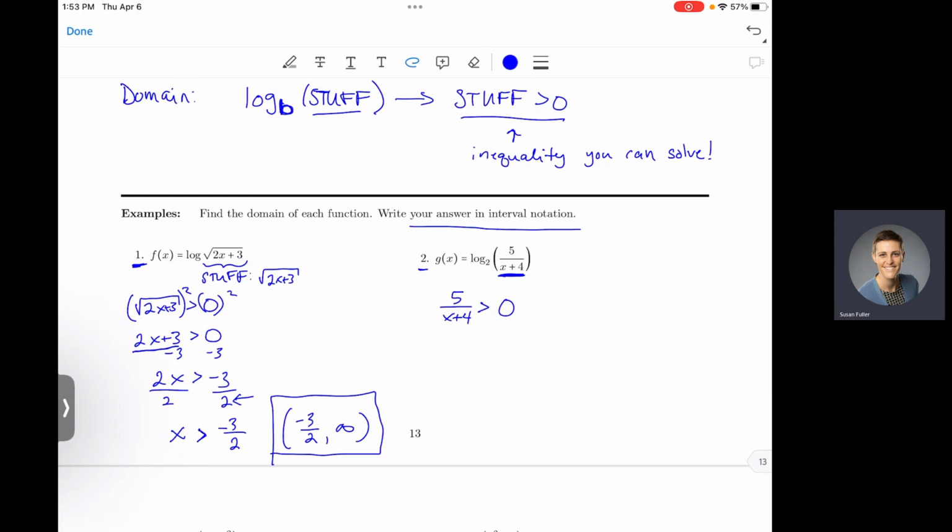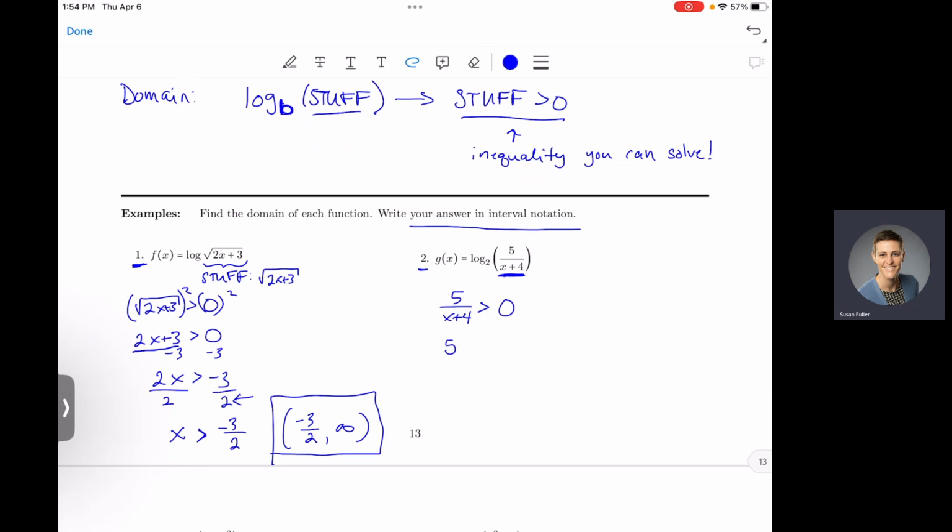Now we have to figure out how to solve this inequality. This is a rational inequality, which we did in homework 10. So to solve a rational inequality, you're going to get a 0 on one side, a single fraction on the other side, which we have. This is in the right format. We're going to set the top and the bottom equal to 0, and those are the solutions we're going to put on our number line.